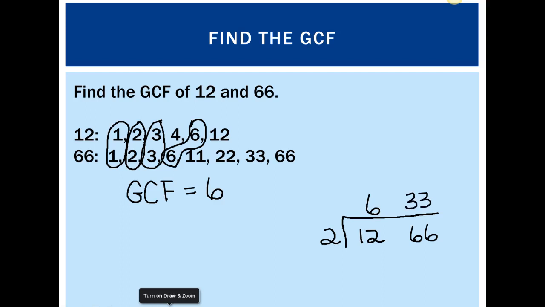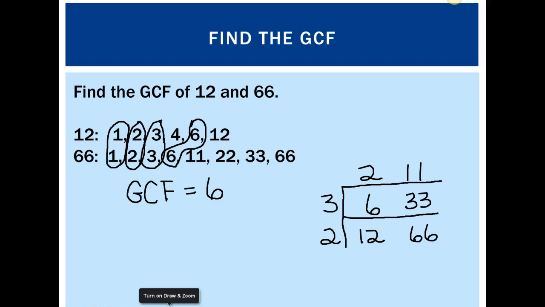Next, I look at 6 and 33. Since both of these numbers can be divided by 3, I need to continue the problem. 6 divided by 3 is 2. 33 divided by 3 is 11. The only common factor that 2 and 11 have is 1, so I know I'm finished.